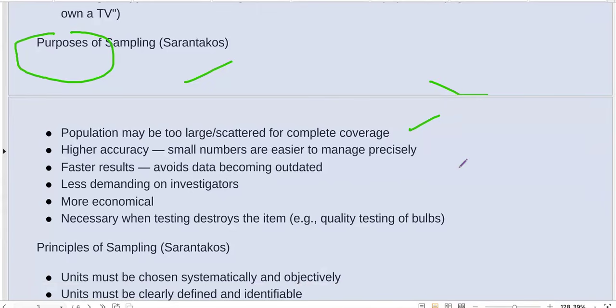Third, he said that we can produce faster results. We can avoid data being outdated, like your census data, 15 years old. It has become outdated. We need an FHS survey. We need a PLFS survey. Then it is less demanding on investigators. Investigators can't handle that much data. It is less demanding on them.